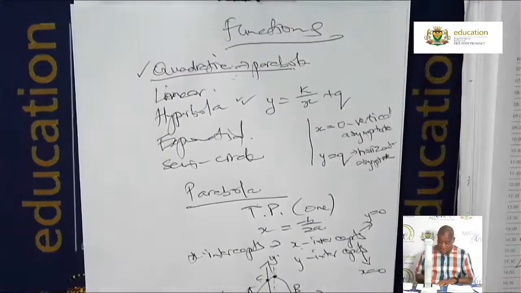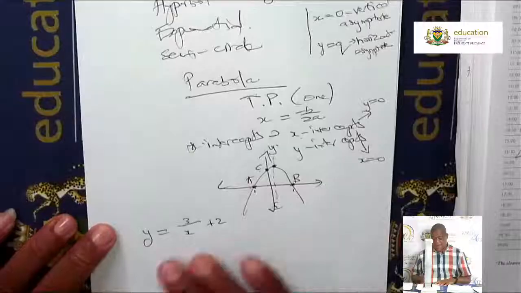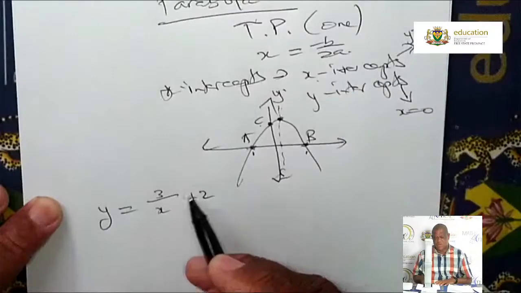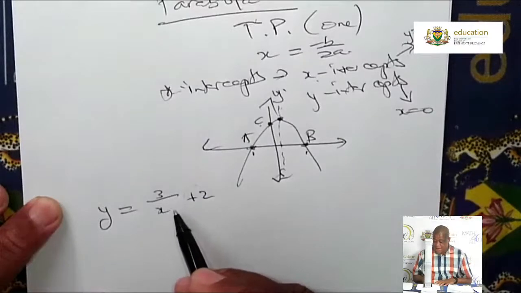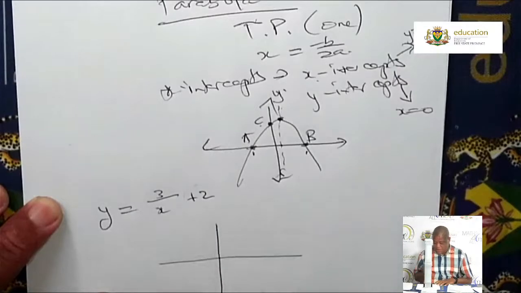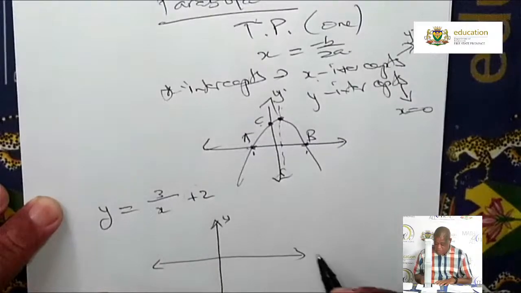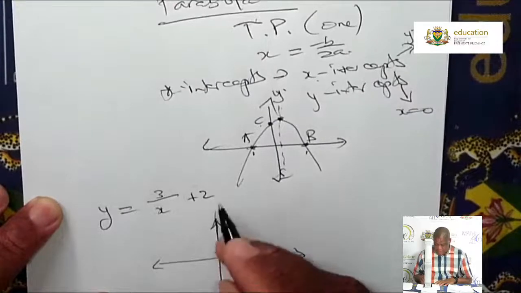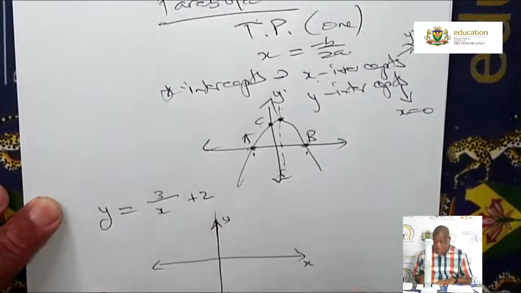So if I'm expected to draw the graph, let's assume given y is equal to 3 over x plus 2. Looking at this graph, I start with the asymptote. The vertical one will automatically be the y. I know that. I will draw something like this, and then this is my y, this is my x. Then I know this is serving as my asymptote, as the y-axis is also my asymptote.